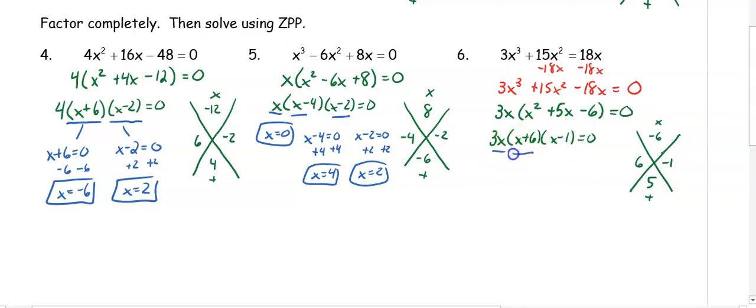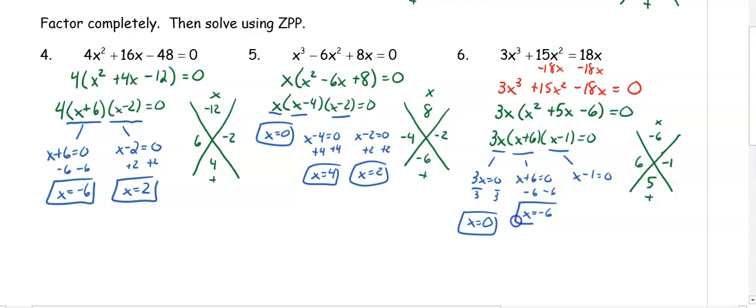Each term with an x needs to get set equal to 0. So 3x equals 0, x plus 6 equals 0, and x minus 1 equals 0. So first we're going to divide by 3, so x equals 0. We're going to subtract 6 from both sides, so x equals negative 6. And we're going to add 1 to both sides, so x equals 1. Again, we have the highest exponent of 3, so we should have 3 solutions.